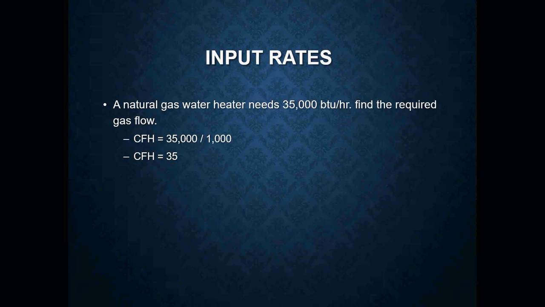So for example, if we have a natural gas water heater and it needs 35,000 BTUs per hour, we're going to find the required gas flow. We take 35,000 BTUs per hour, which is what we need, and we know that natural gas has 1,000 BTUs per cubic foot. We take 35,000 divided by 1,000, and we're going to need 35 cubic feet per hour of gas to flow to that unit in order for it to burn at 35,000.